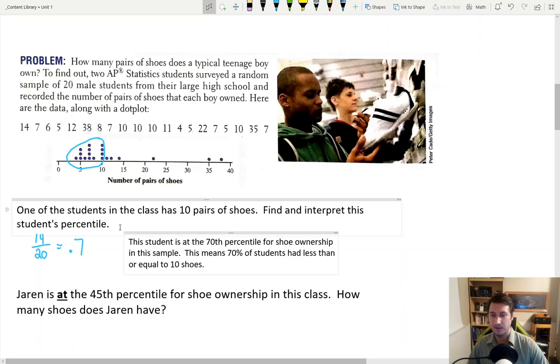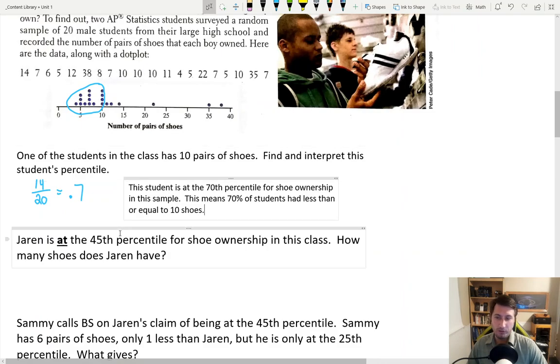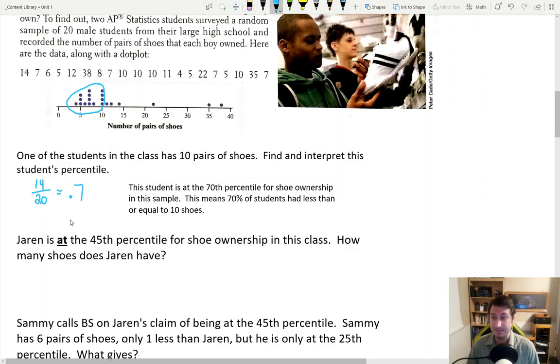Okay. All right. Now we're going to go the other way. Jaren is at the 45th percentile for shoe ownership in this class. How many shoes does Jaren have? All right, so we're doing the same thing but backwards. 45% of students are less than or equal to his number of shoes. How many kids is that?